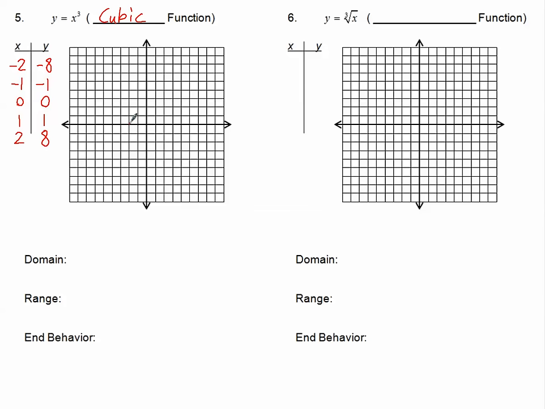-2, -8 would be to the left 2 and then down 8. Let me make sure I counted that. 1, 2, 3, 4, 5, 6, 7, 8. Yep. Then -1, -1, 0, 0, +1, +1, and then +2 and up 8. So that's an interesting looking graph. It starts way down here, sort of curves right here in the middle at the origin, and then continues all the way up like this. That is your basic cubic function.